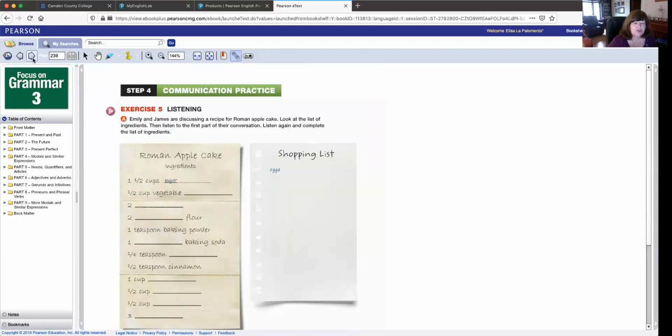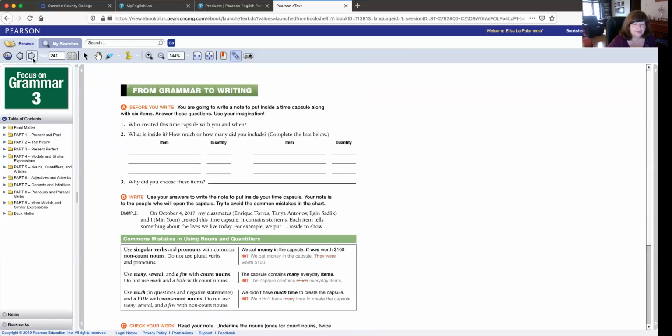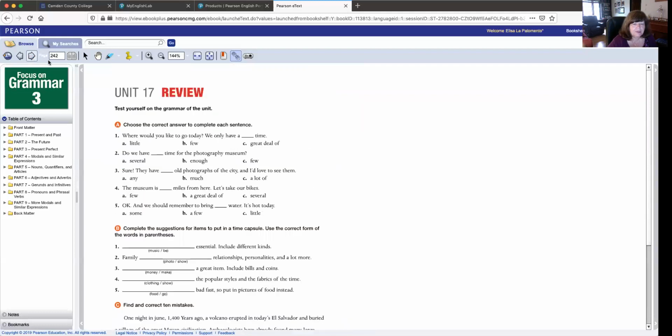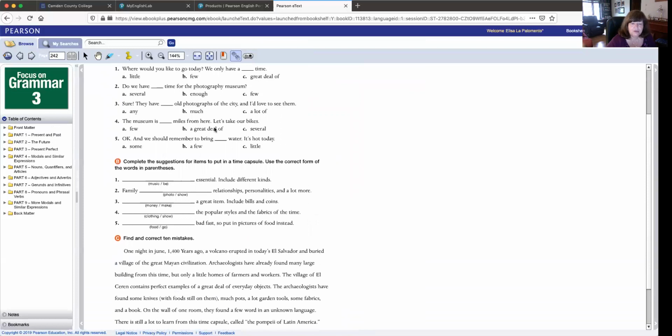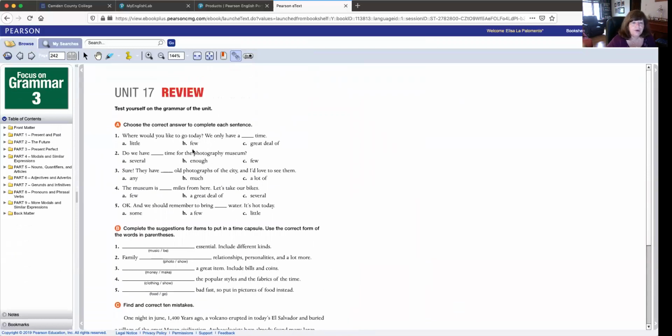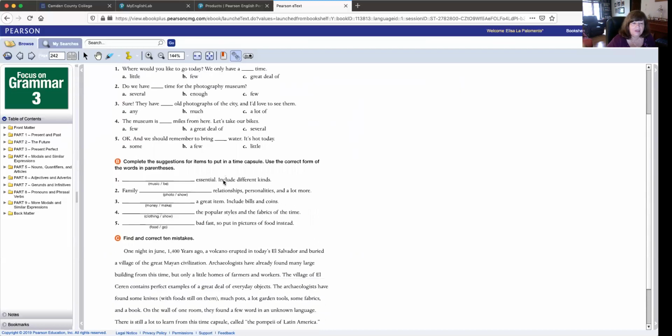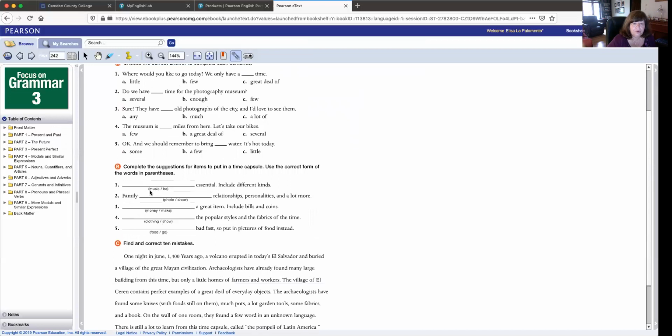And the last thing I want you to do here, you can skip all of this. Skip all of this. Go to the review and do the review here, okay, in the first part. You're going to just pick the correct word that fits into the space. "Where would you like to go today? We only have a little time, a few time, a great deal of time." Okay, I'm going to let you figure out the answer to that. In the second part, they give you words under the blank. You have to put the words together with the verb. So just for example, we'll do this one together.